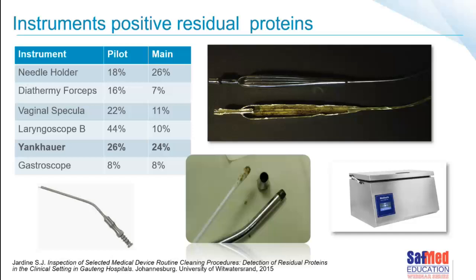It's really, really impossible to clean this with the brush because you can't get the brush in of the right size that you need in here. Remember, research conducted in the South African setting found that between 26 and 24% of all Yankauer suckers that were tested were in fact positive for residual proteins, telling us that they were not clean. If we've got a nice little thin plastic sucker like this, here we have a great chance of getting it clean using the right size brush.